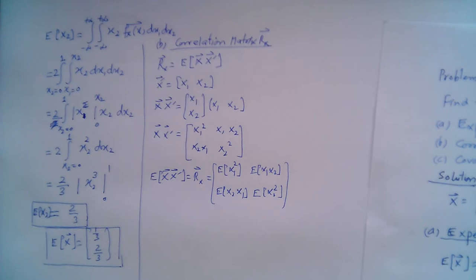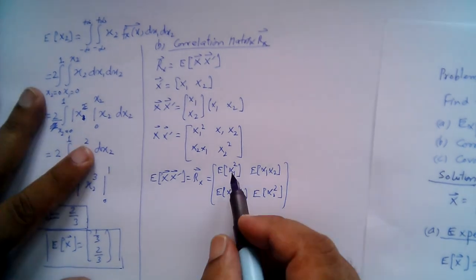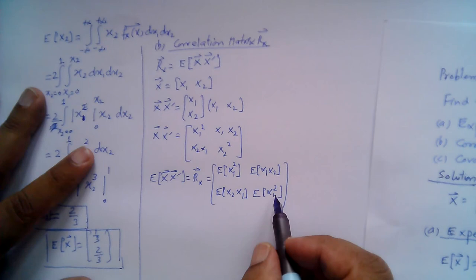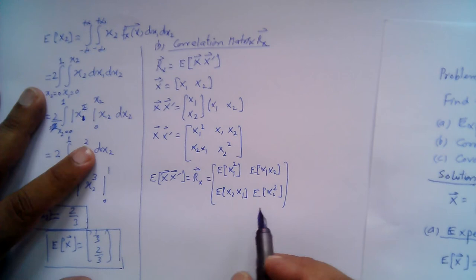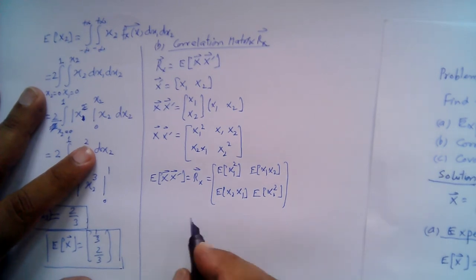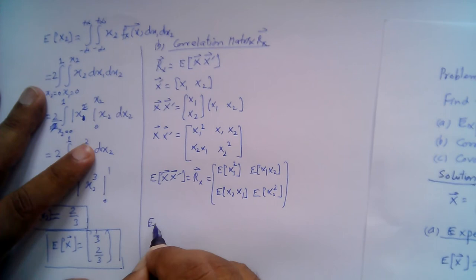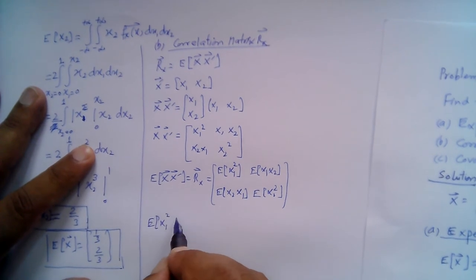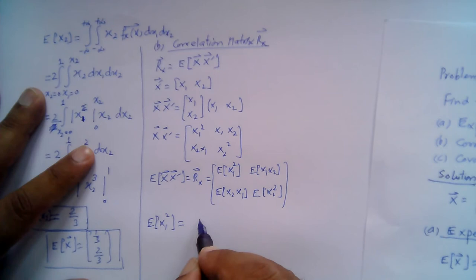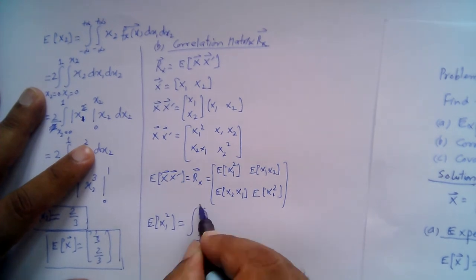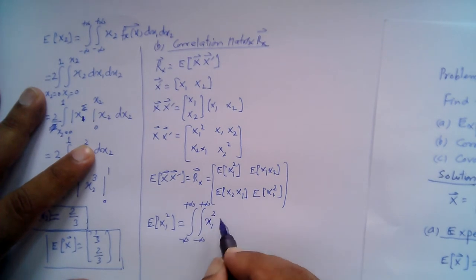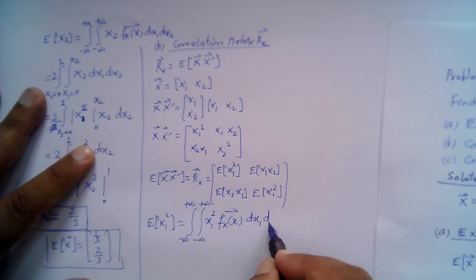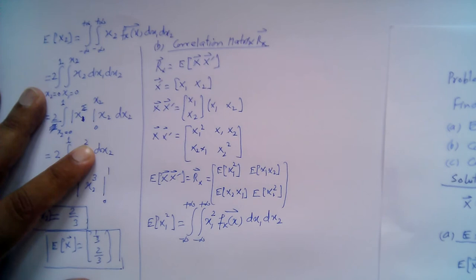So again, expected value of x1 square and expected value of x2 square could be determined using the marginal PDF, or it could be determined using the PDF of the random vector. So let us do this latter option. Expected value of x1 square is given by this integral from minus infinity to plus infinity, minus infinity to plus infinity, x1 square multiplied by the PDF of the random vector, integrated with respect to dx1 dx2, right?